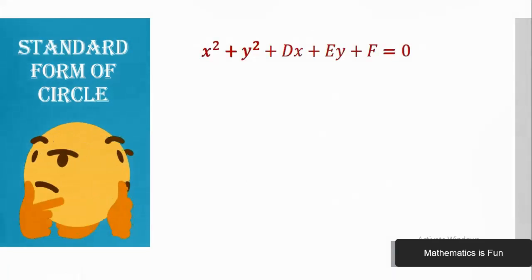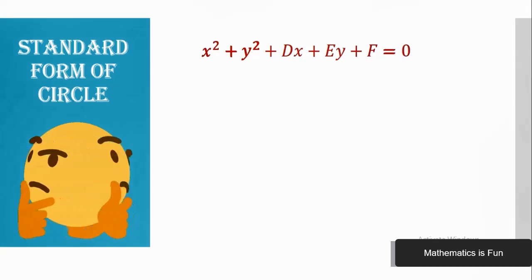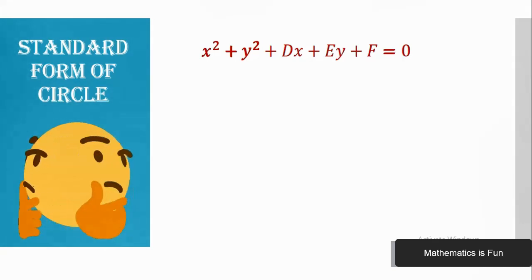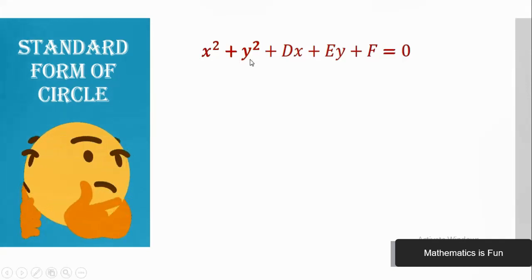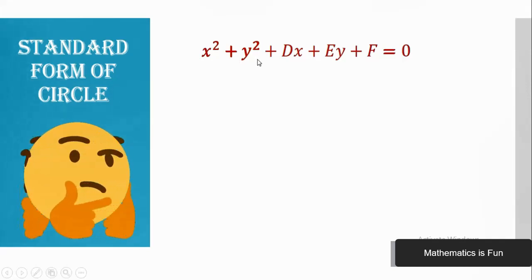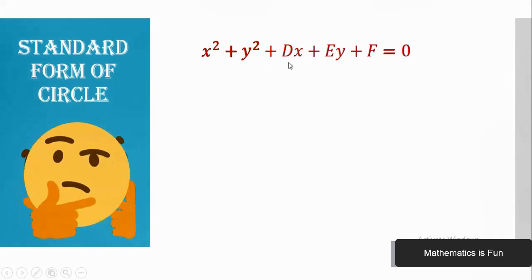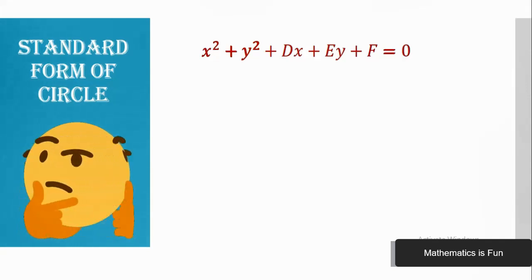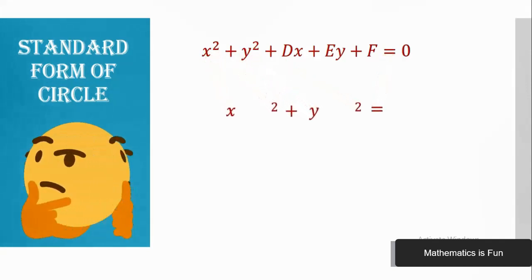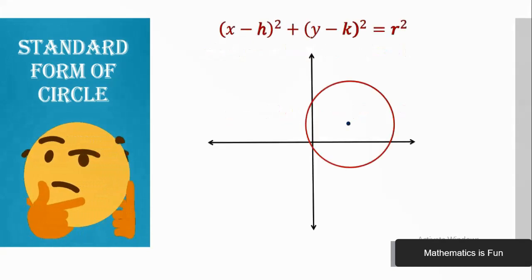Now let's learn about the standard form of this circle. What is the standard form of this circle and how can we get that form? If we complete the squares in x and y in the general form of the circle, then the equation becomes the standard form. So this is the standard form of the circle.